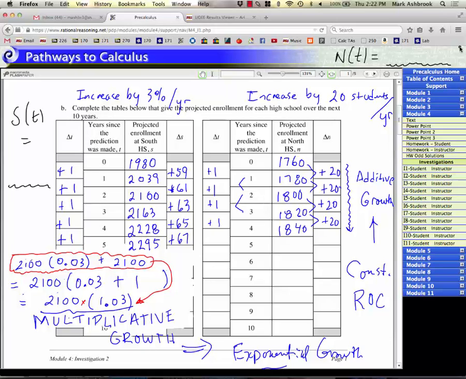What do we think? Let's see. Jenna, how about somebody new? Let's see, someone who hasn't talked today yet. Abdullah, you get your pick. Do you want to do S of T or N of T? S. You want to do S of T? What do you think it is? 1980 multiplied by 1.03. 1980 times, multiplied by 1.03. Like that? Is that the function?